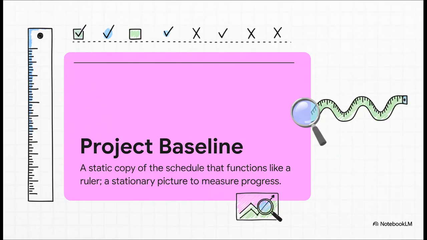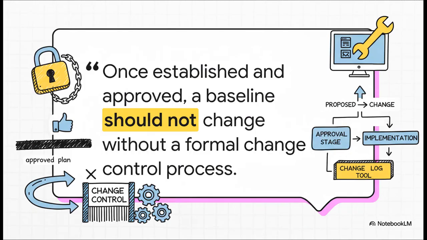You know, the best way to think about your baseline is to imagine it's a ruler. Seriously, it's a fixed, unmoving snapshot of your original plan. You hold this ruler up against what's actually happening to see if you're ahead of schedule, falling behind, or somehow right on track. The whole key here is that if your ruler keeps changing, well, then all your measurements become completely meaningless, right? And that is exactly why the baseline is locked down.